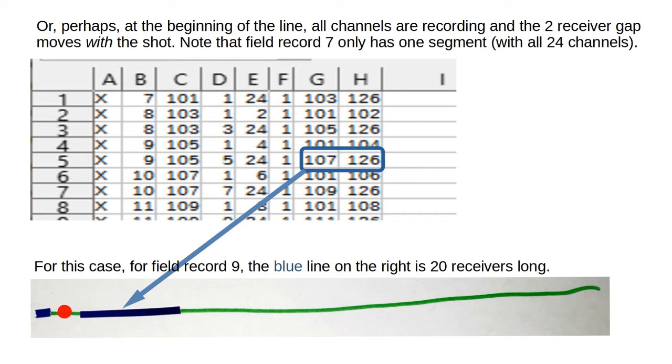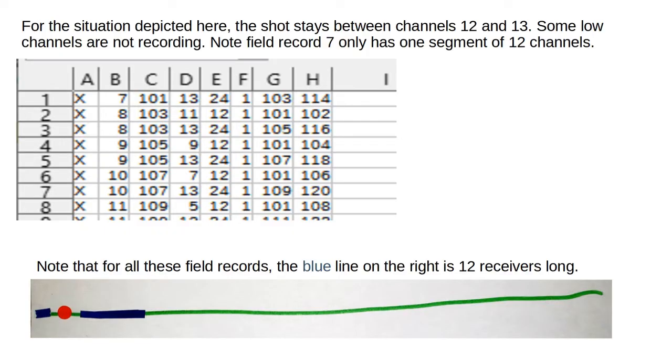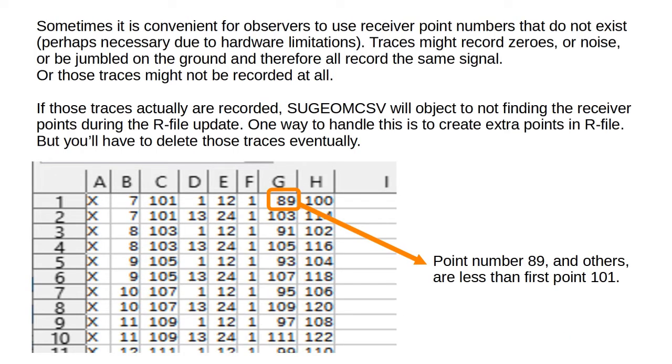Or, the acquisition could choose to move the 2-point gap with the shot. This means there could be a small number of channels and receivers being recorded on one side of the gap, and a larger number of channels and receivers being recorded on the other side of the gap. Or, the acquisition could choose to move the 2-point gap with the shot, but just throw away channels before the beginning of the line. Sometimes it is convenient for acquisition to simply pretend that there are more receiver points than actually exist. This keeps the observer's report simpler, or perhaps hardware limitations require full channel recording.